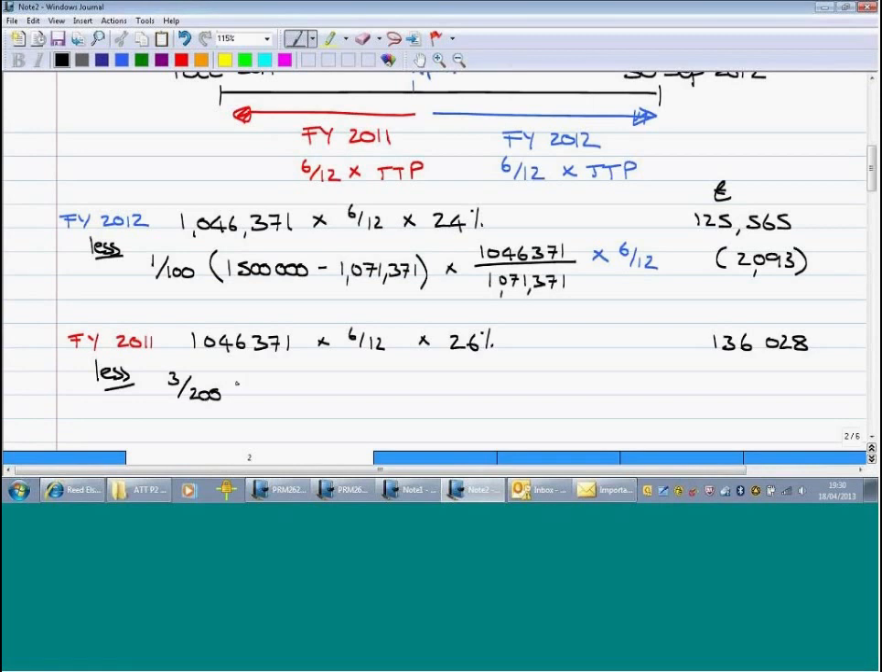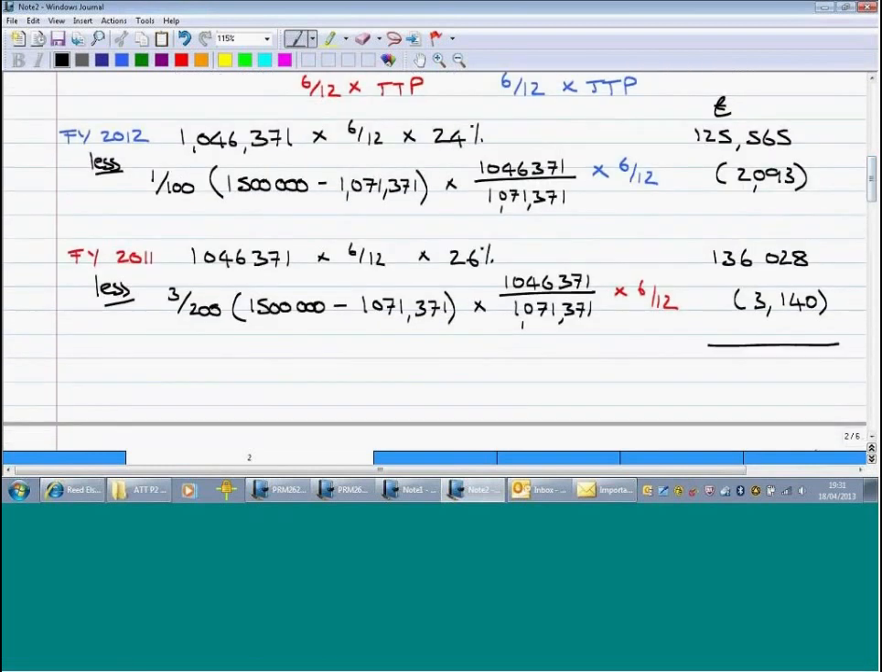Don't try and memorise it. But the rest of this calculation is exactly the same as before. So it's going to be 1.5 million less my augmented profits of £1,071,371 multiplied by my fraction with TTP on the top for the full year and augmented profits on the bottom for the full year. And again, remember to multiply all of that by 6/12. And when I plug all of that in, it gives me a figure of £3,140.